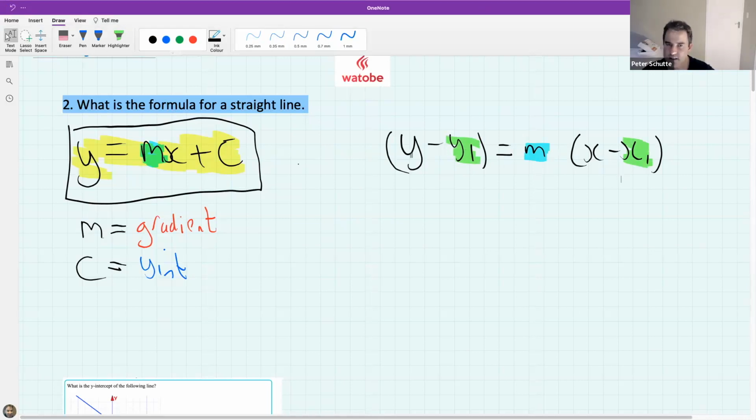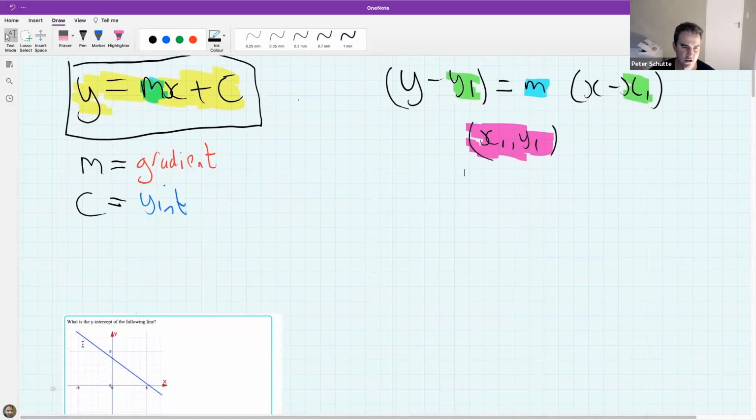I think most students haven't seen this format, so I'll just touch on it, but what is X1, Y1? Yeah, so Cody said it perfectly, Simpiwe said it perfectly. It's just a point on that straight line. So if you are working with a straight line, if you have a point on the line, that can be x1, y1.